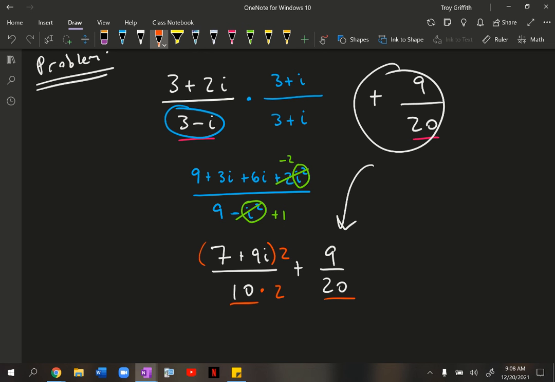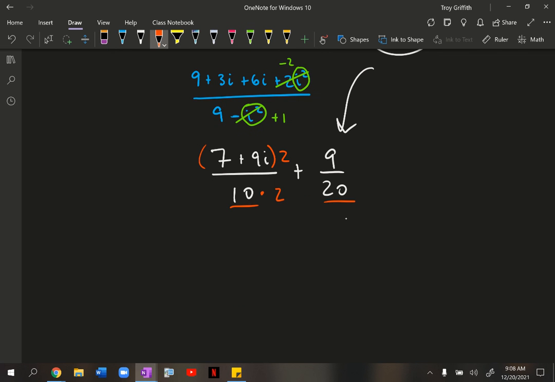Remember, whatever I do to the bottom, I have to do the same thing to the top. And once I do that, 10 times 2 is 20, and I already have a 20. So now I can put all of this on the same fraction. The only thing I have to be careful of here is making sure that I distribute this 2 correctly. So let's try it.